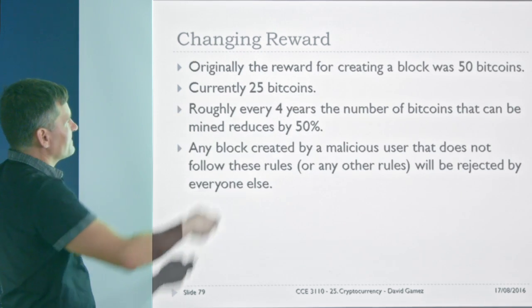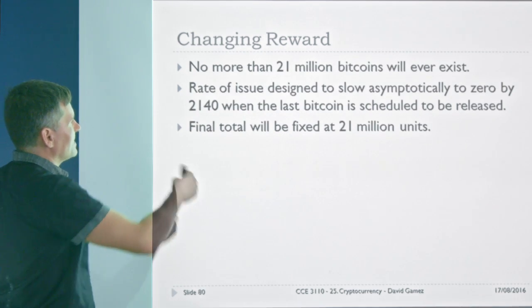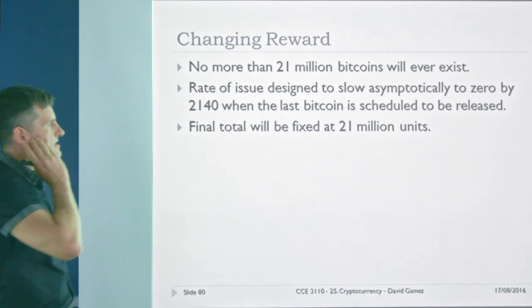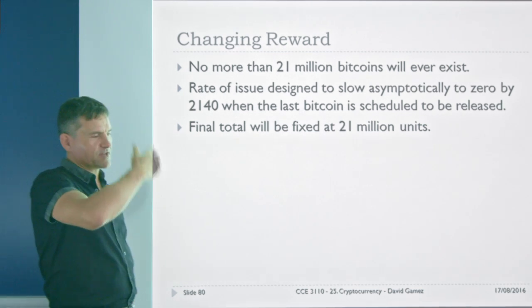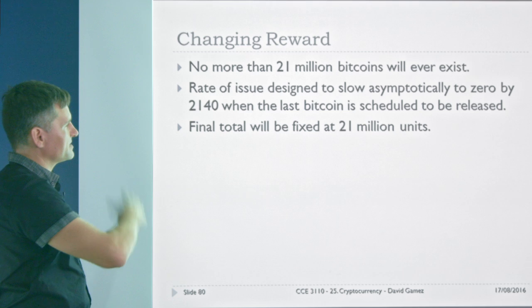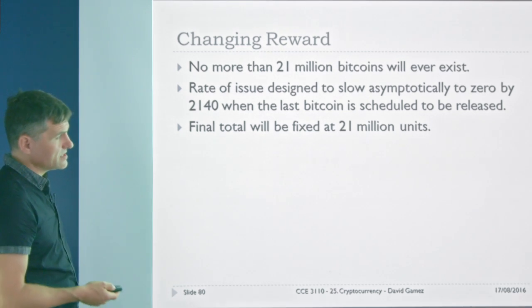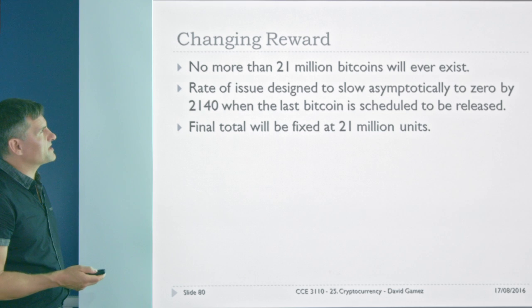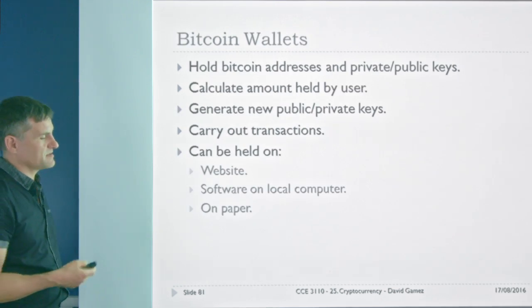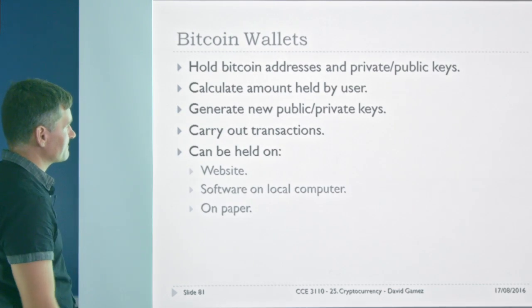So this decreasing cost function, or decreasing reward, means that no more than 21 million Bitcoins will ever exist. The rate of issue of Bitcoins is designed to slow to zero, so there's no more than 21 million Bitcoins ever. So maybe it's just a limited supply, something like that, I'm guessing, is the reason for changing the reward over time.